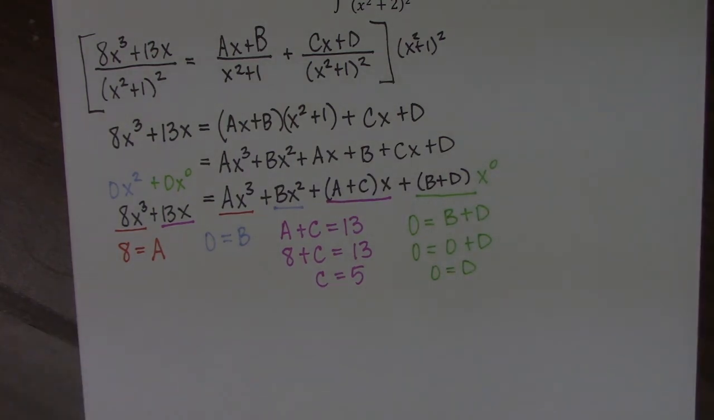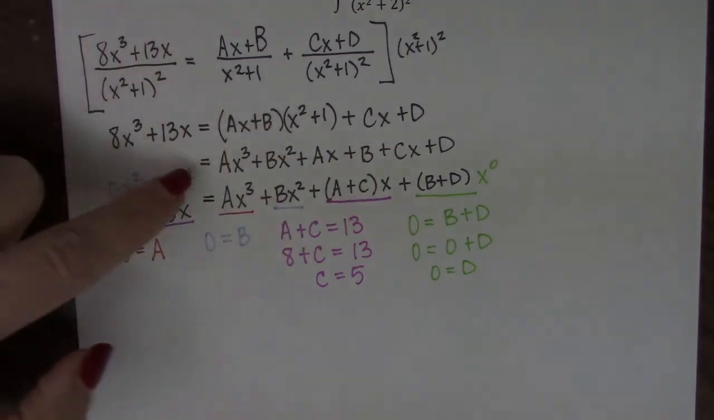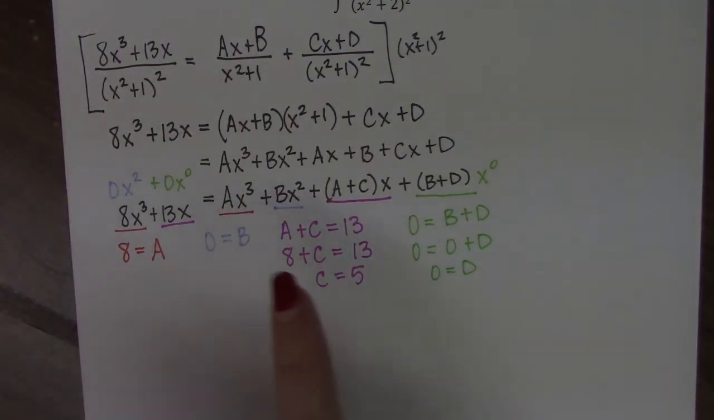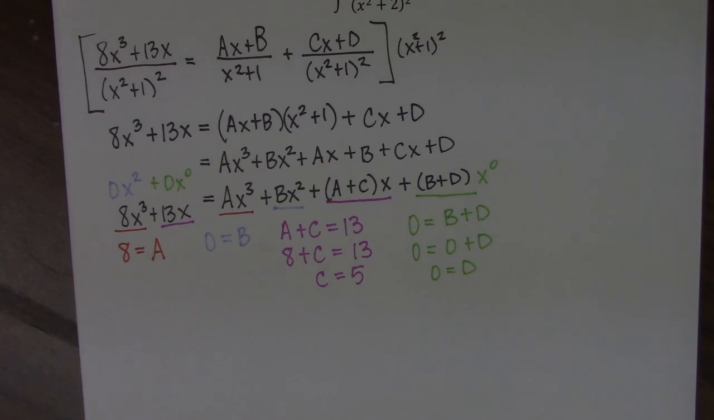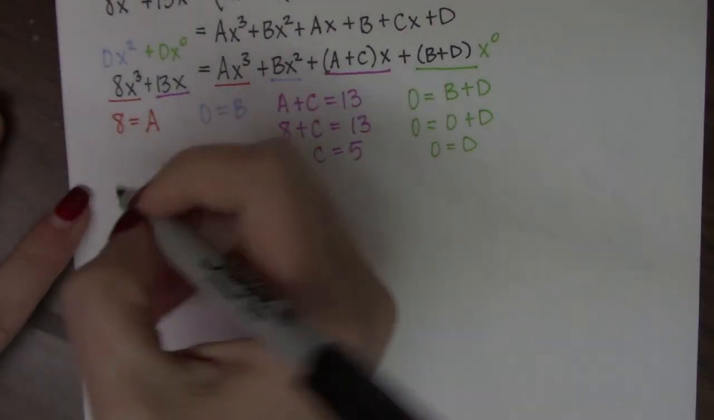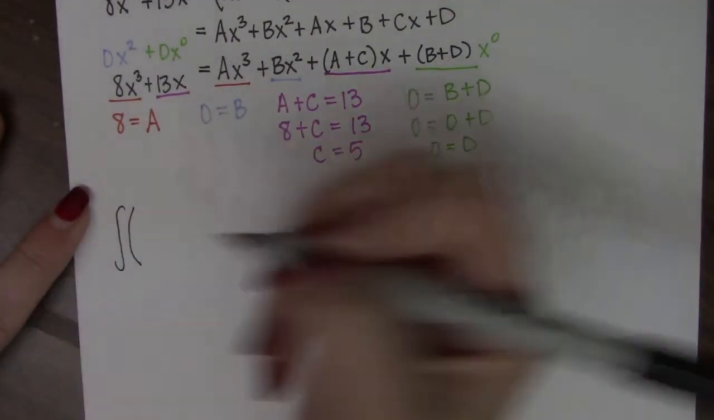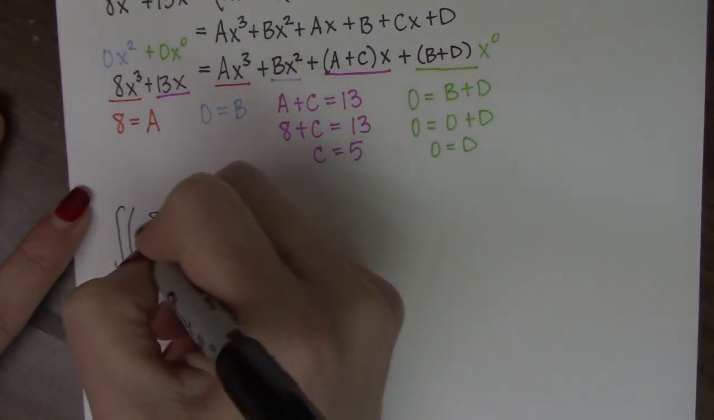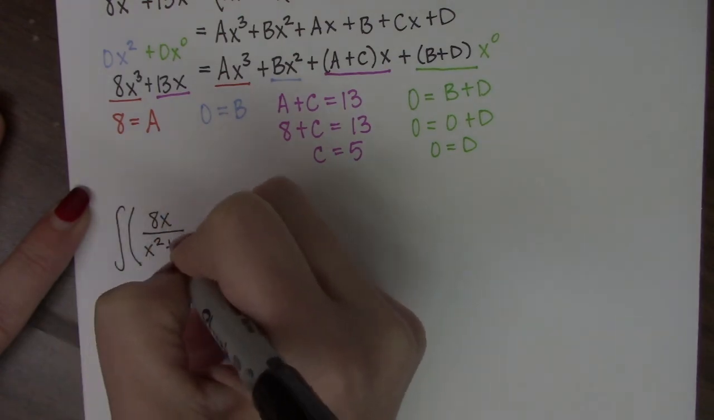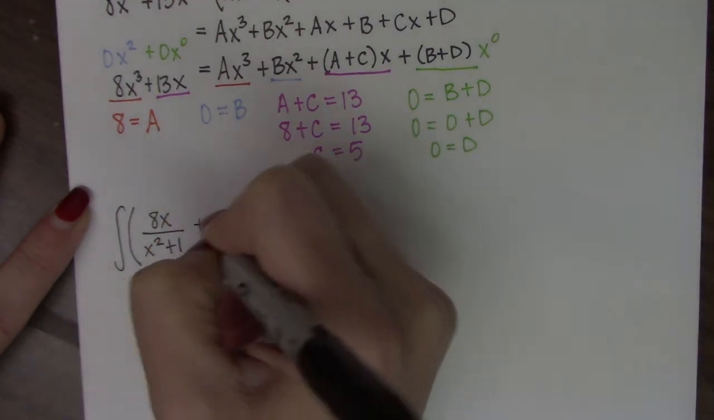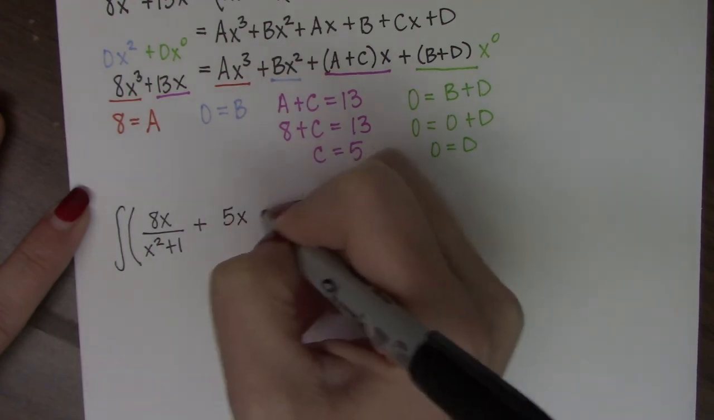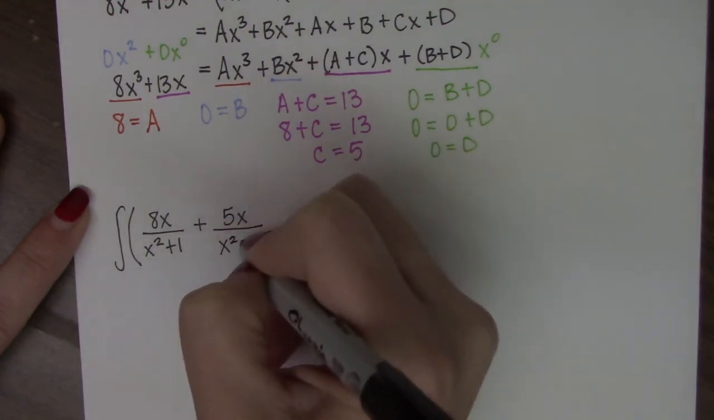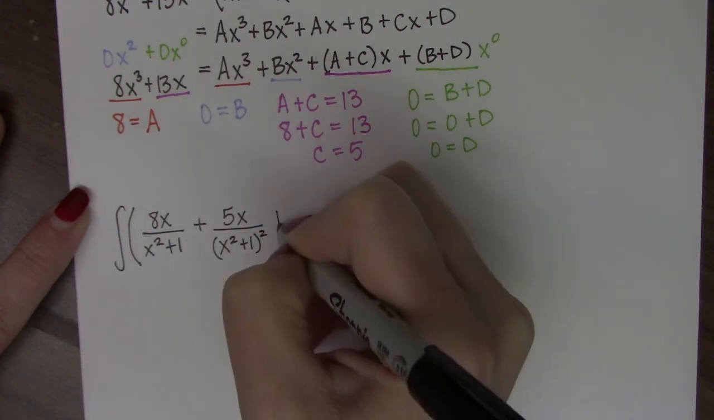So that's actually a really cool way to do it. If you just do a little algebra and simplification up front, you can find all of your equations very, very quickly. So now let's go back and actually integrate this. So we need to fill in all the holes, right, up here for our partial fractions. So what we want to integrate is ax plus b, so that is 8x, right, b was 0, over x squared plus 1, plus 5x plus 0 over x squared plus 1 squared dx.